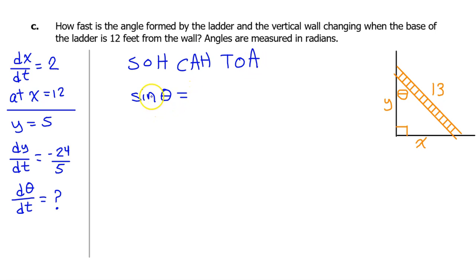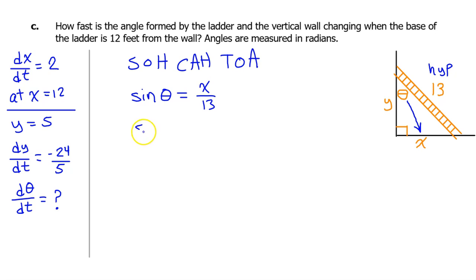I'm going to pick sine theta, and sine is opposite over hypotenuse. Obviously the 13 is the hypotenuse. From the perspective of theta, the side that is opposite theta, meaning across from theta, is this x. So opposite over hypotenuse is x over 13.